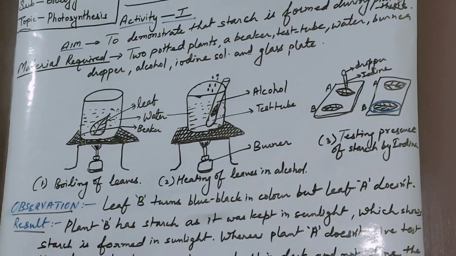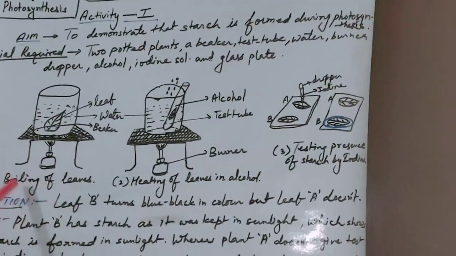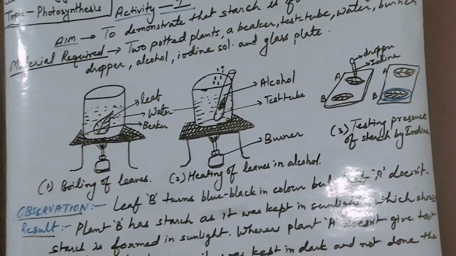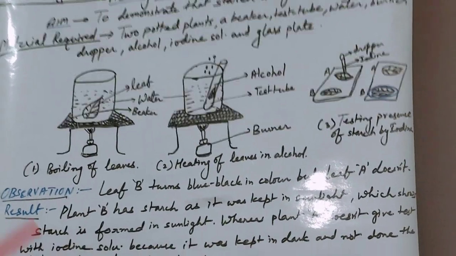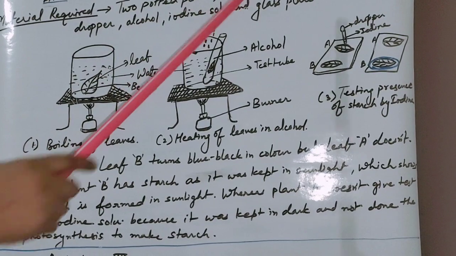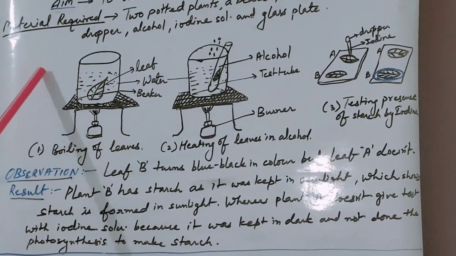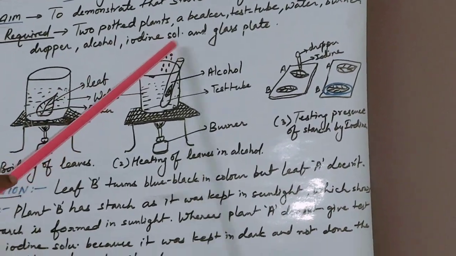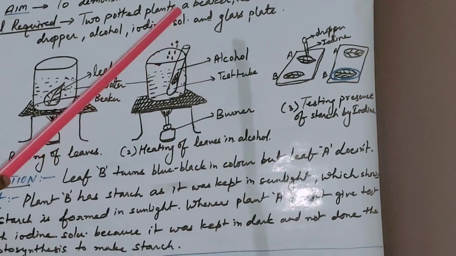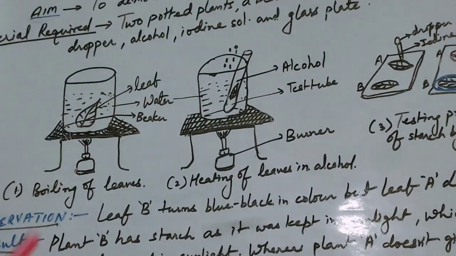Students, yesterday we discussed that by this process the food is formed as glucose, and the glucose is stored in the plant body in the form of starch. So starch formed in the plant body is a result of photosynthesis, and in this activity we are going to do a test with iodine solution, which turns blue color of iodine into black by the presence of starch.